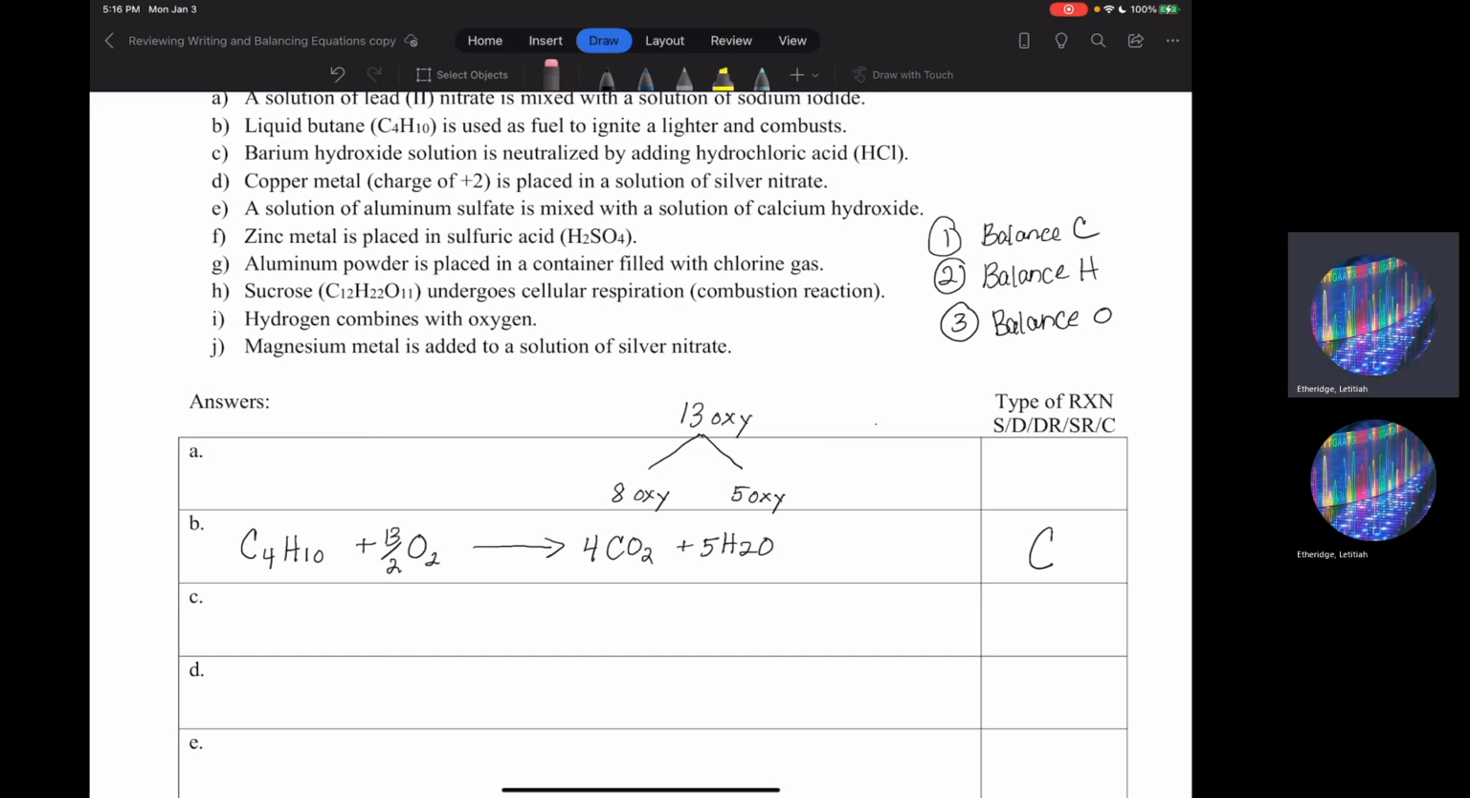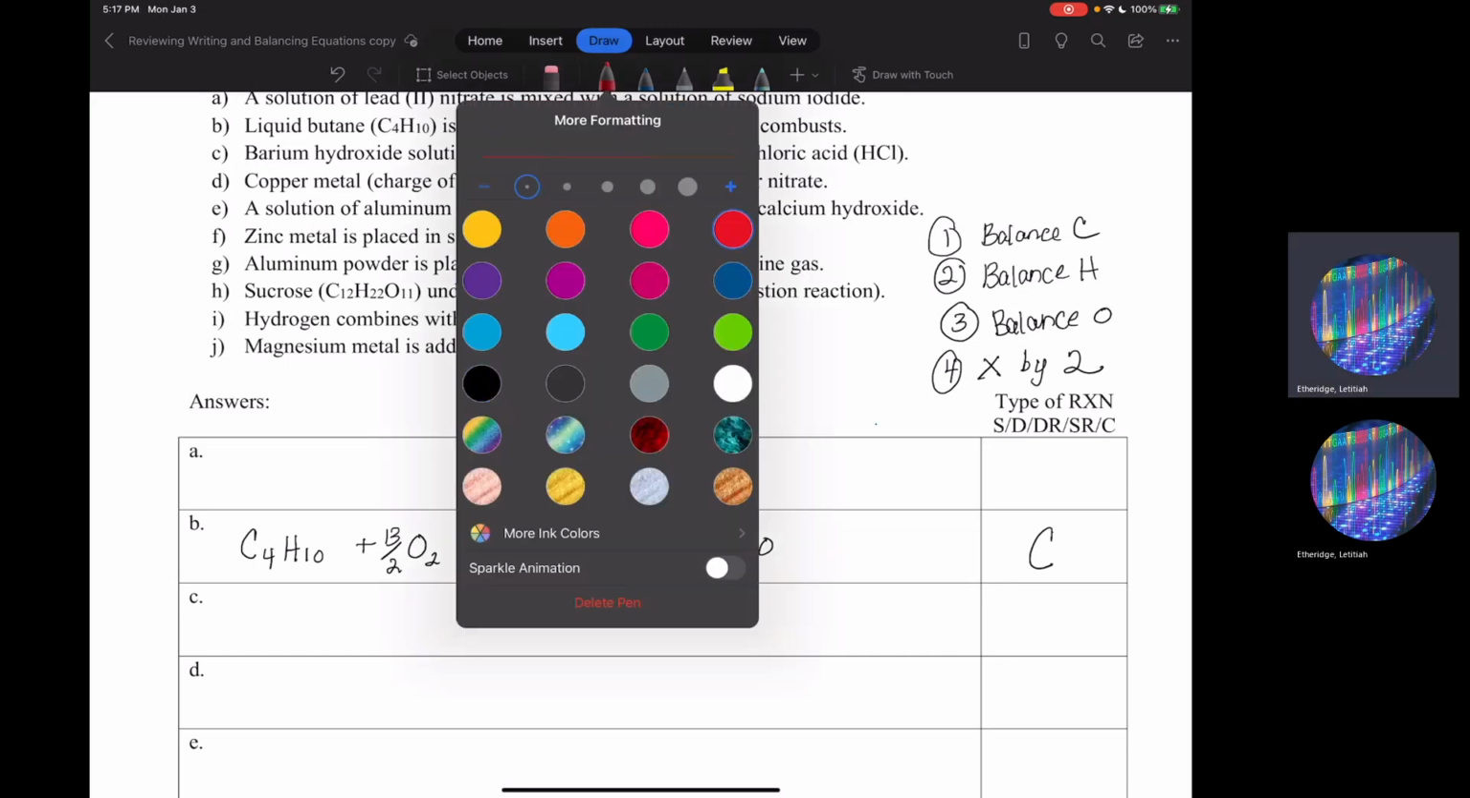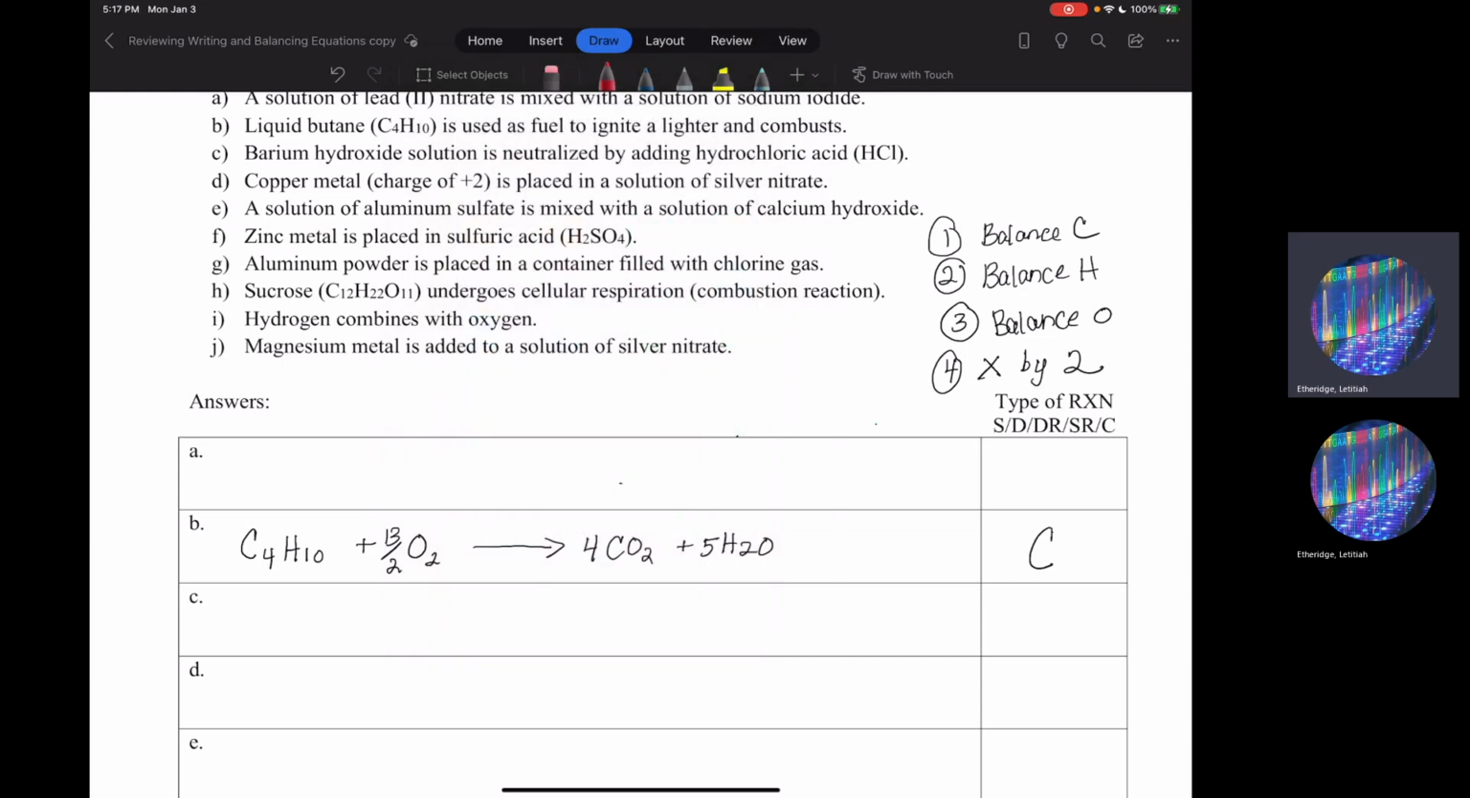Okay, now that I have figured that out, let me erase all of this stuff. And now you need to remember that last rule in combustion: you cannot leave fractions or decimals. So in the case of having a fraction, you are going to multiply all of your coefficients by 2. Okay, so let's do it. I'm just going to change colors so you can see it. I won't get rid of it.